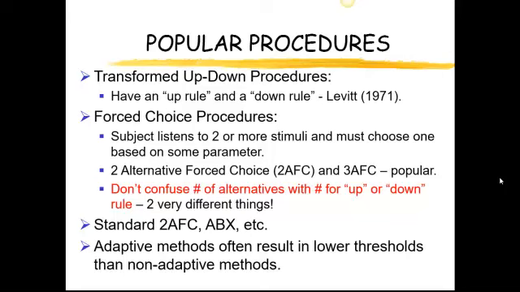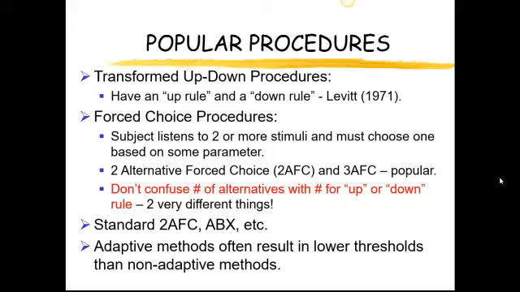Now don't confuse the number of alternatives, the 2 alternative forced choice or the 3 alternative forced choice, with the number of up or down rule. Those are 2 very different things. Right now we're talking about how many they're presented with, 2 sounds or 3 sounds, and they have to choose one or the other. That's different than how many step sizes we're using. Okay?